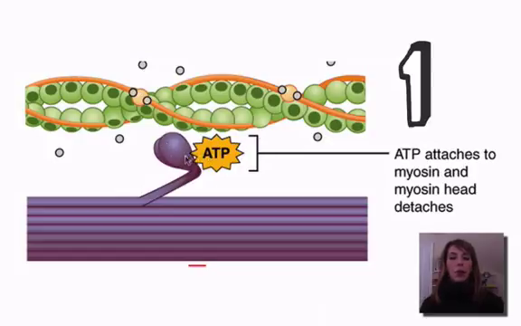And when ATP is bound to the myosin head, myosin is no longer going to make contact with the actin filament. So in step one, we've got ATP bound to the myosin head. And myosin is an enzyme, specifically a kind of enzyme known as an ATPase. So that means it's an enzyme that hydrolyzes ATP into ADP and an inorganic phosphate.